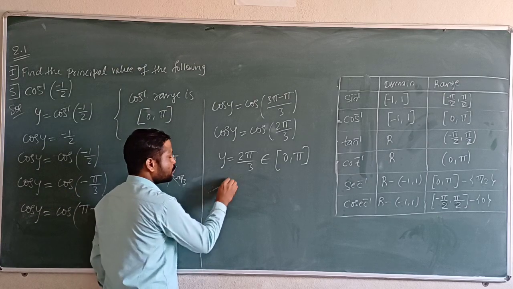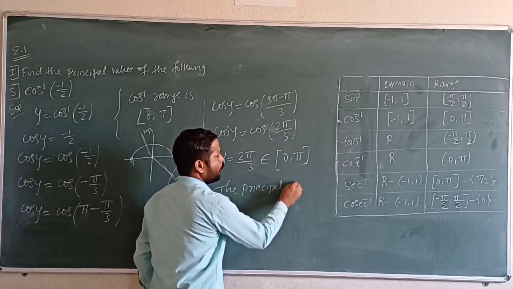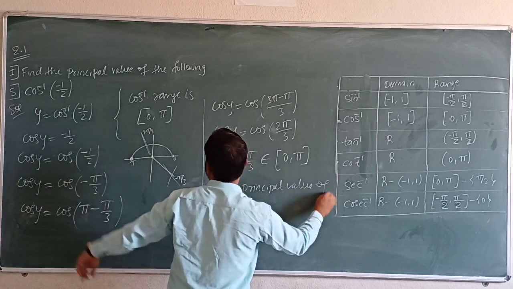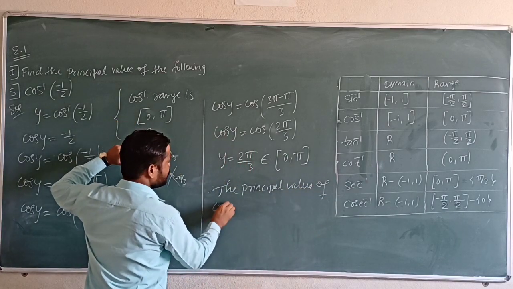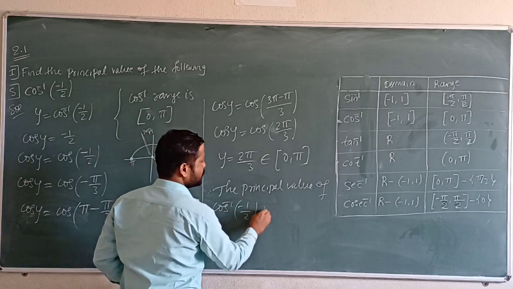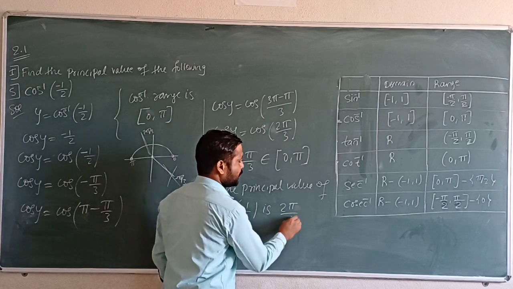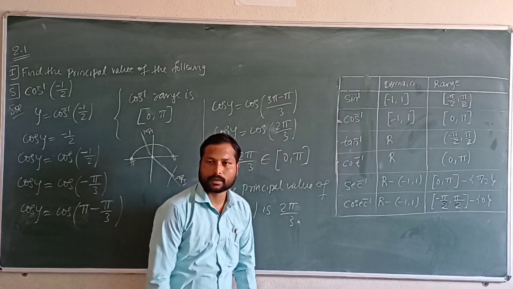So therefore the principal value of cos inverse of minus 1 by 2 is what value? That is 2 pi by 3 is the answer. Okay, right.